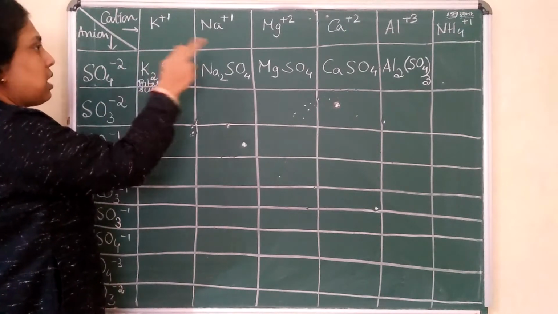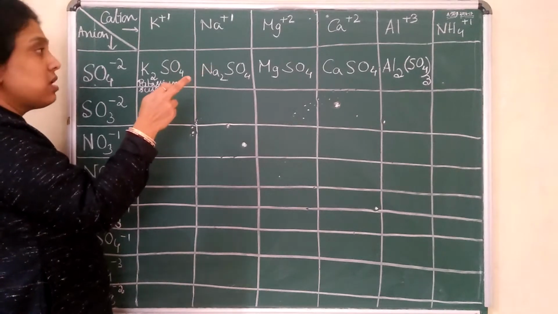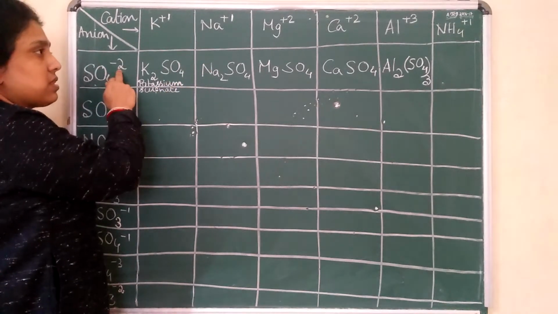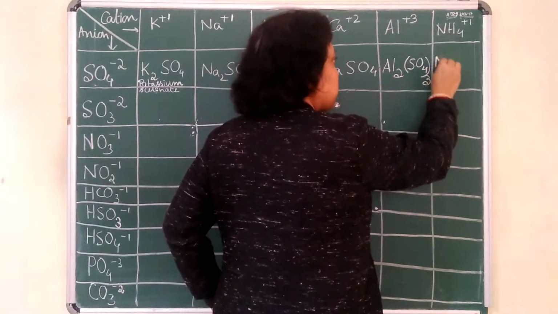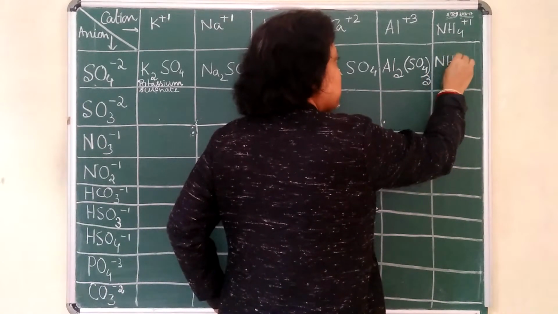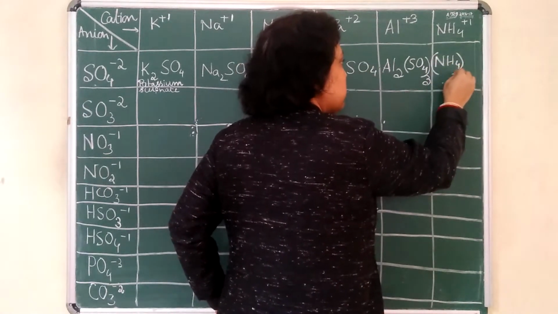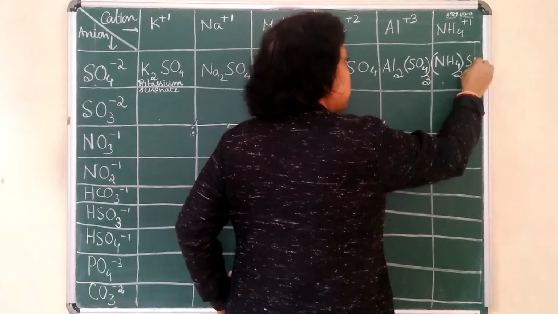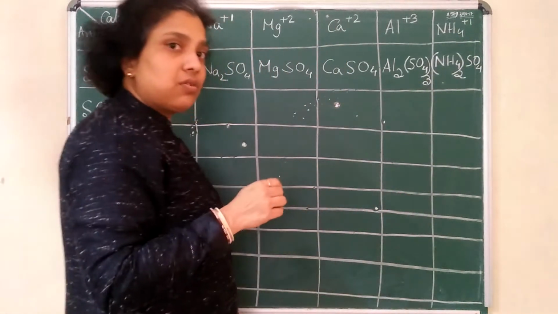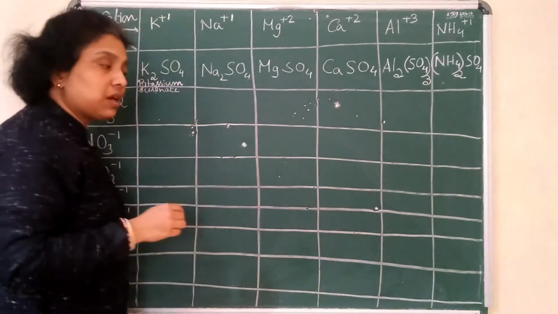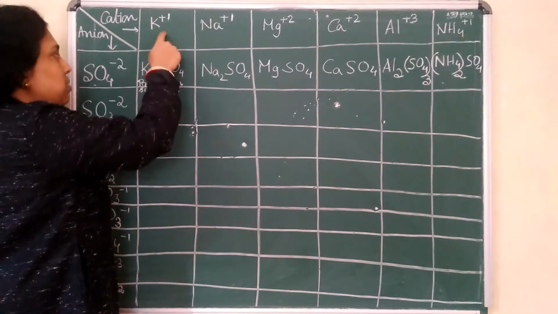Then ammonium sulfate. Ammonium is plus 1, sulfate is minus 2. So with ammonium, NH4 you write first, this is ammonium. Then the sulfate valency, and SO4 has valency 1, so you don't have to write it in bracket. Okay, this way you have to write. For the second one, potassium.